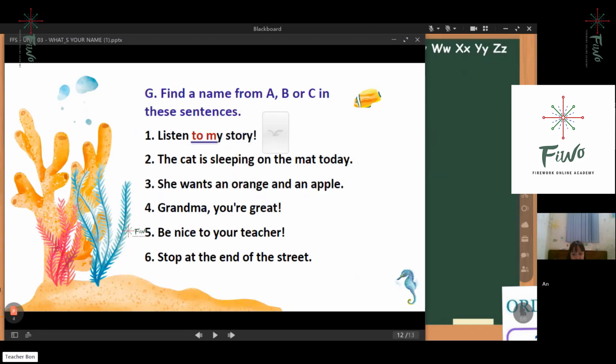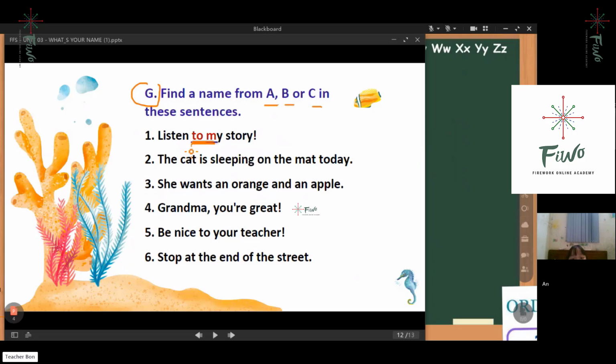Okay, so this time let's have a game. Find a name from A, B, or C in these sentences. So you will read the sentences, okay? And then look carefully and try to think what name you can find in each sentence. For example, number one, listen to my story. What name can you make?